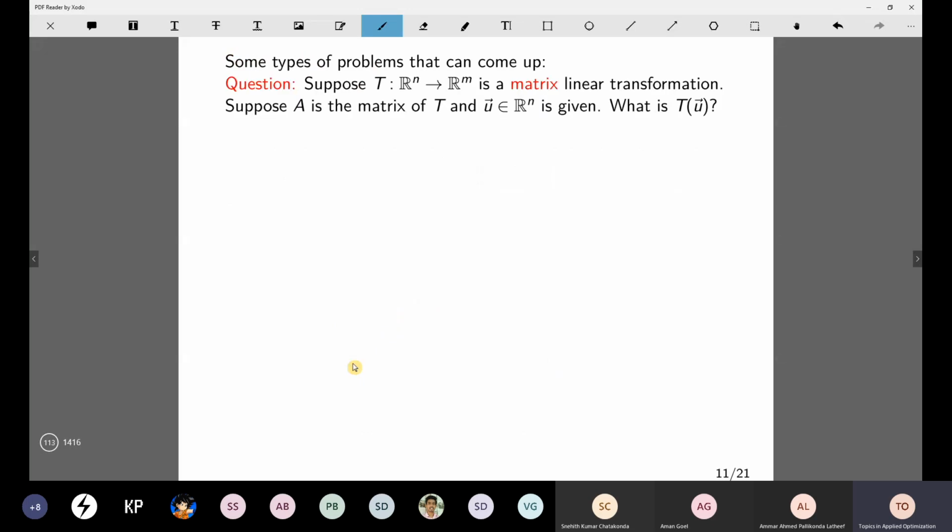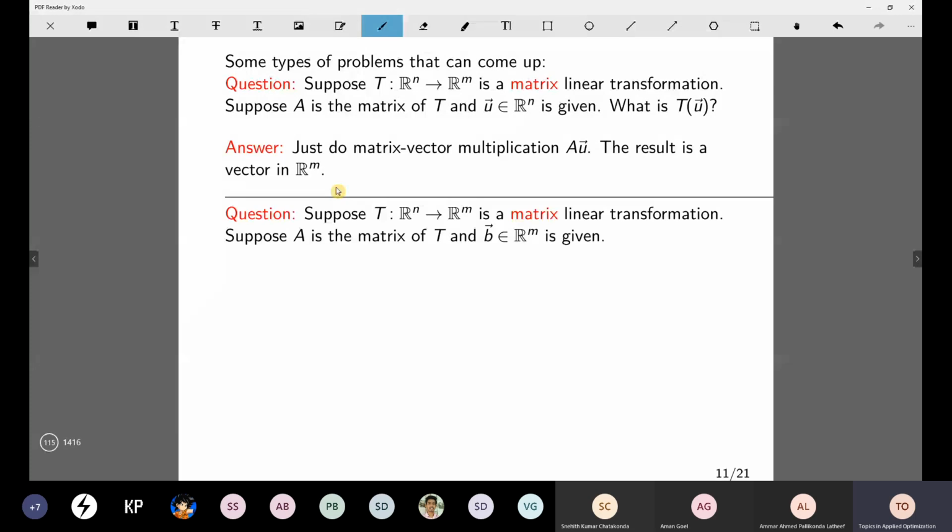Okay, so suppose T is a matrix linear transform. Suppose A is the matrix of T, then what is T of u? How can you express T of u? What we can do is just do the matrix vector multiplication A u, and the result is a vector in R^m. Okay, so that's the answer to the question.